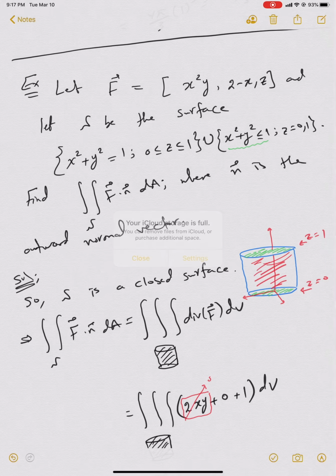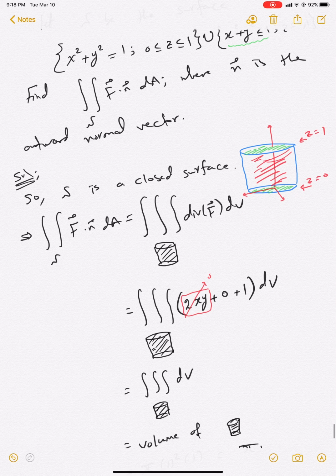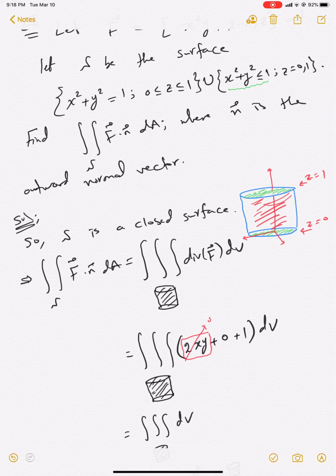Now the question is, is it always this way? No, it depends. Sometimes the triple integral is much harder than the parameterization, but we're doing these examples to convince you of the significance of the divergence theorem.